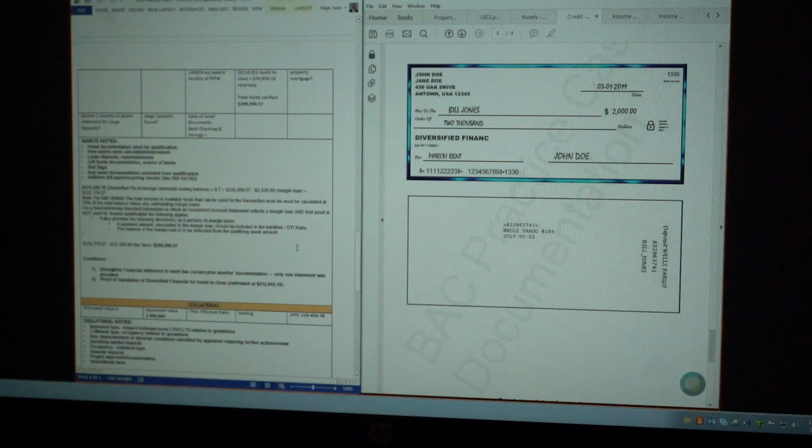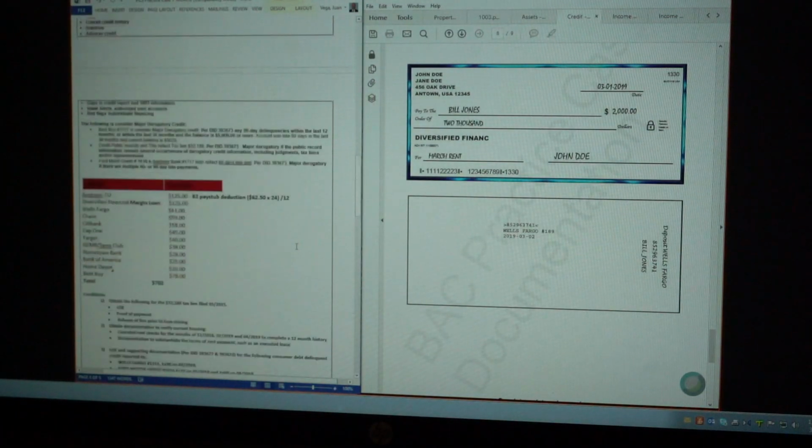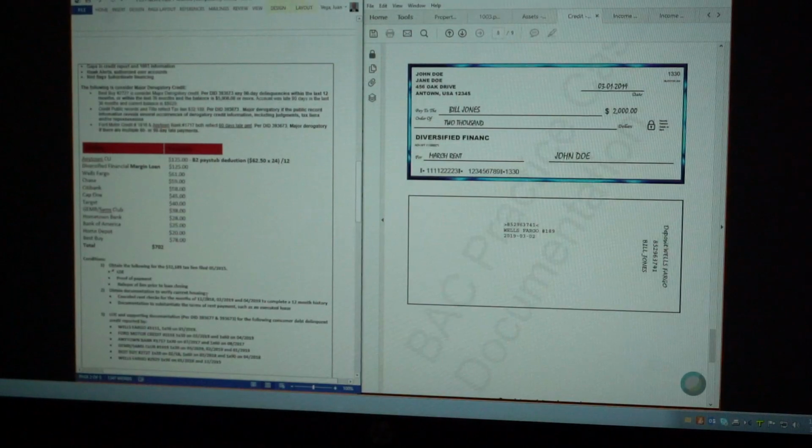So obviously when I go into my liabilities, let's just look at my liabilities. I need to condition, obtain the following documentation: canceled checks for the months of 11/2018, 2/19, and 4/19 to complete the 12-month history, and documentation to substantiate the terms of the rent, such as a scheduled lease. I need that as well. So those are my conditions for this canceled check that I have here.